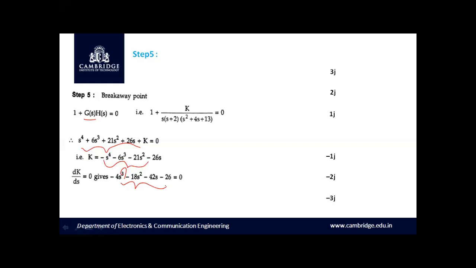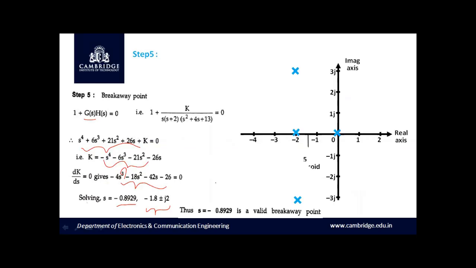Solving this expression, we get three roots, one at s equal to minus 0.8929 and the other two as a complex conjugate pair at minus 1.8 plus or minus 2j. Now let us check for validity. We have marked the centroid, the angle of asymptotes, and the region of root locus. And now let us check for validity.